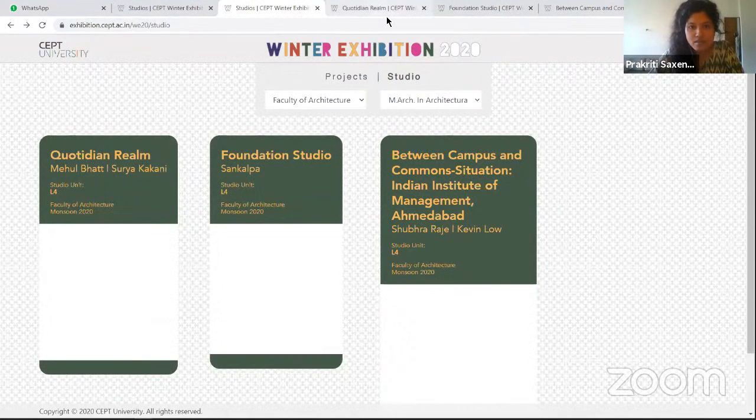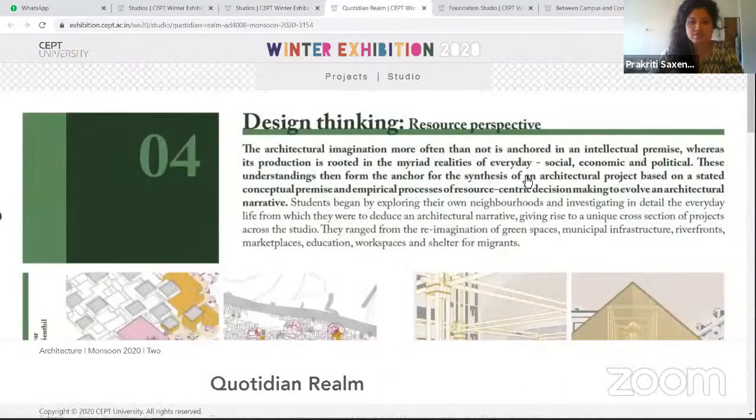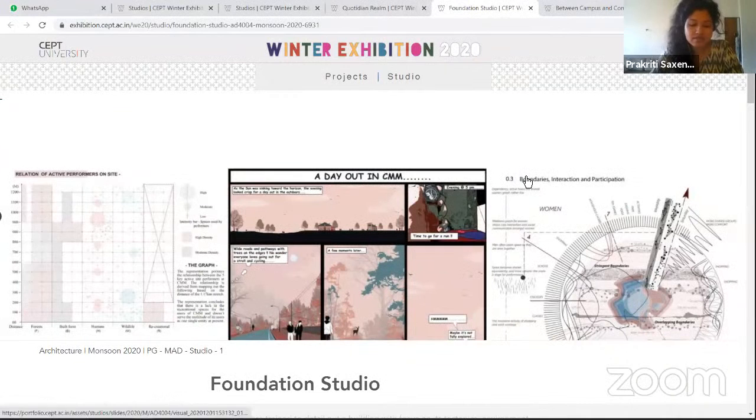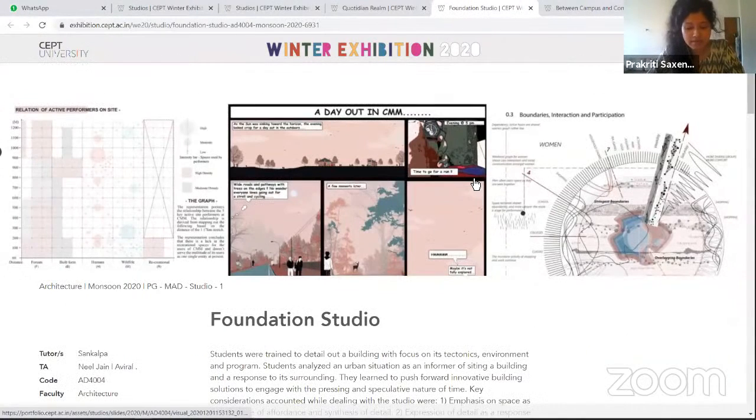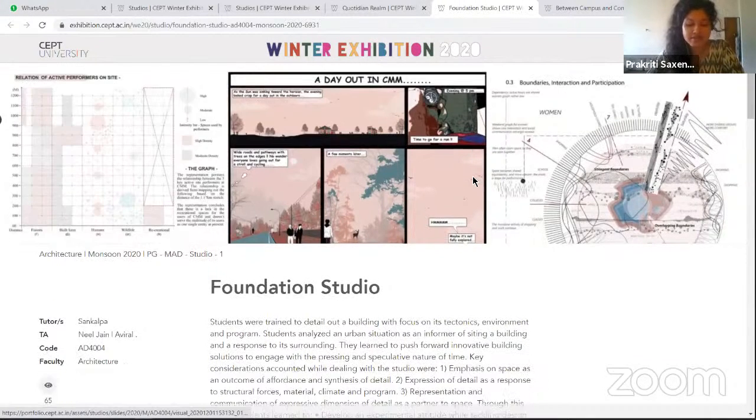The first one, okay, let's go through the Foundation Studio in the beginning. So the Foundation Studio at SEPT is basically where students are trained to detail out a building with focus on its tectonics, environment, and program. Students analyze an urban situation as an informer of citing a building and response to its surroundings. They learn to push forward innovative building solutions to engage with the pressing and speculative nature of time.